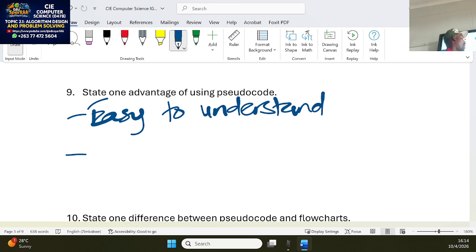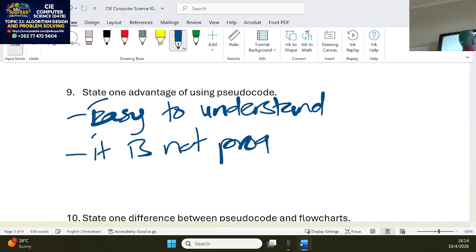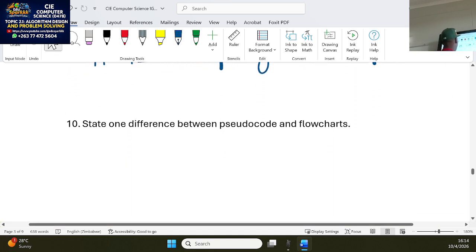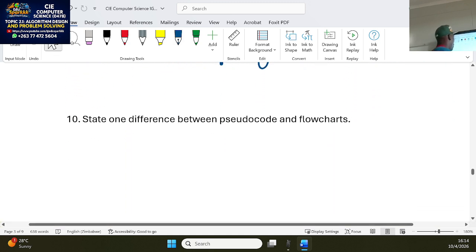Then the other one, which is a benefit, is that it is not program dependent. In other words, you don't need to know any syntax of a language in order for you to read through a pseudocode. These are just basic step-by-step instructions towards the goal.